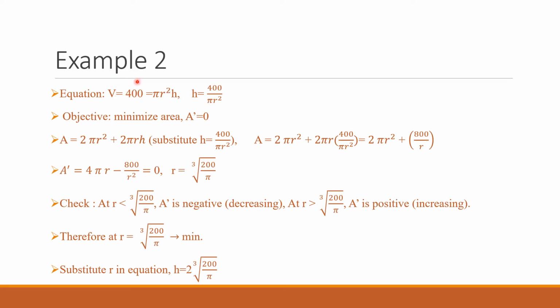The volume equals 400 equals pi r squared h. The second step, I get one variable in terms of the other, so h equals 400 over pi r squared. Then I check my objective to minimize the area. So the area, A dash, I have to set it to 0. So this is the area. It's 2 pi r squared plus 2 pi r h.